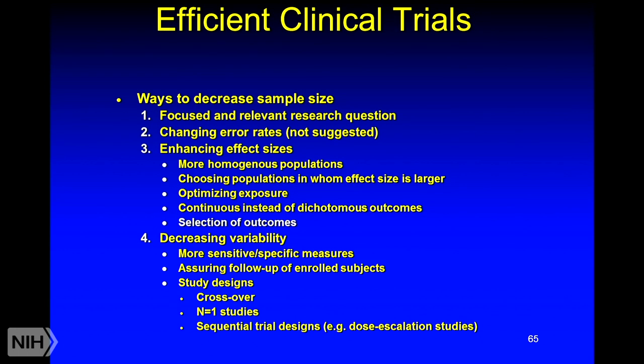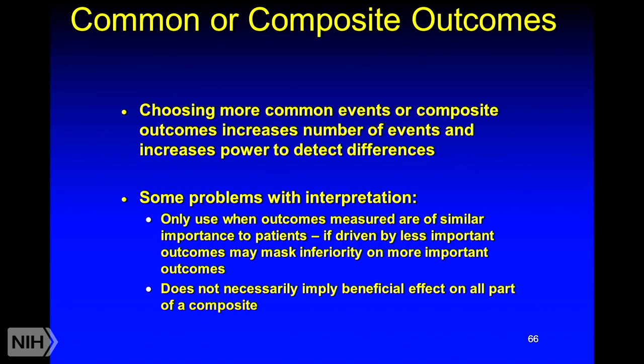So the next thing is selection of outcomes. Getting outcomes that are more common actually allows you to detect differences. Now, the problem with that is that the more common events may not be the things that you're most interested in. So there's a trade-off here between those things. So sometimes people do what's called composite outcomes, where they look at multiple things that might happen to somebody. But the problem is that results in issues with interpretation if what you're combining together is not equally important to patients.